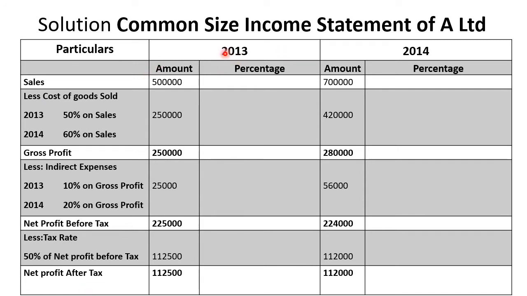In 2013 we'll be bifurcating it into two columns. The one it is amount, the other one it is percentage. In 2014 the same thing will be applicable, amount and percentage.